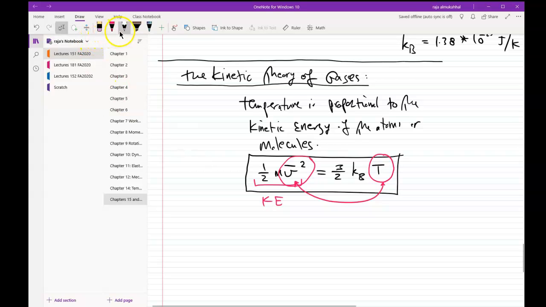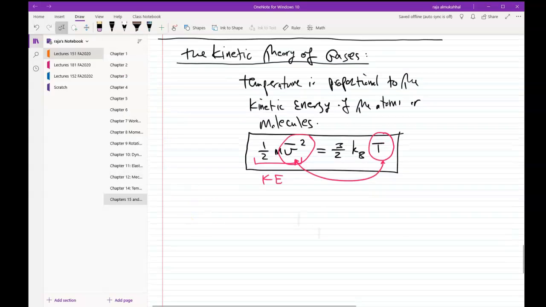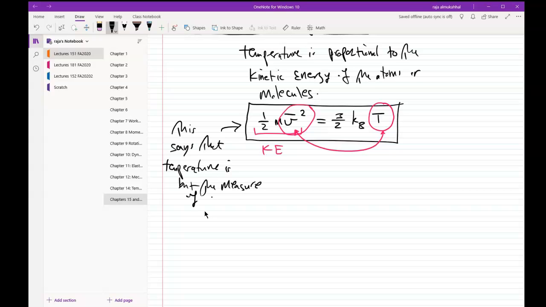Another thing, let me just write it down here. So this says that the temperature is but the measure of the kinetic energy of the molecules. Okay.